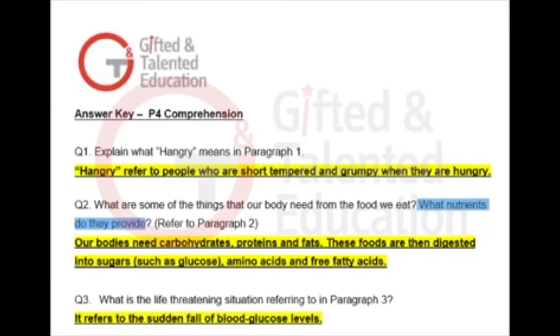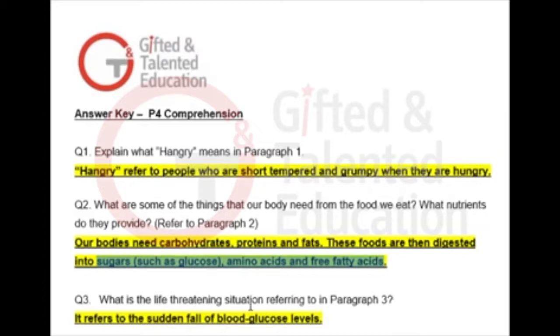Does this solve question 2? Oh yes, it does. Take a look. To solve part 1 of question 2, our bodies need carbohydrates, proteins, and fats. These classes of foods are then digested into simple sugars such as glucose, amino acids, and free fatty acids before being assimilated in the body. There you go.